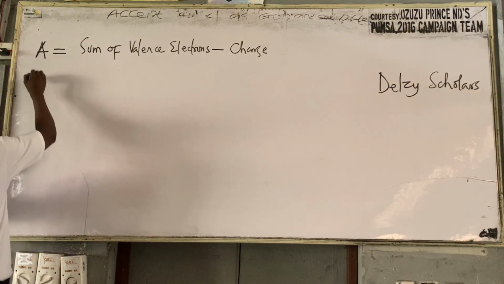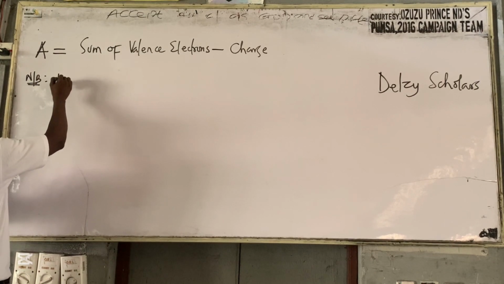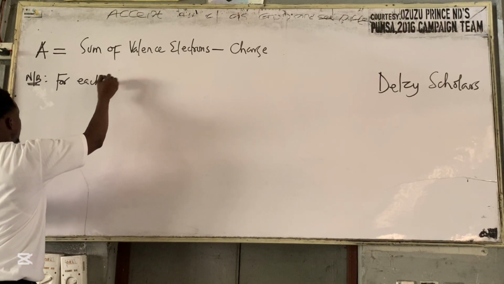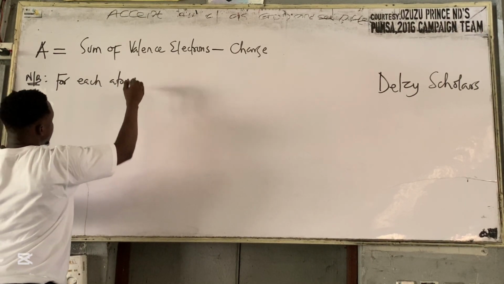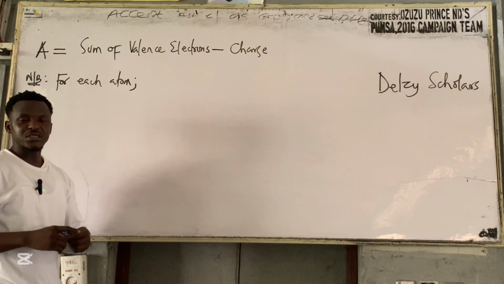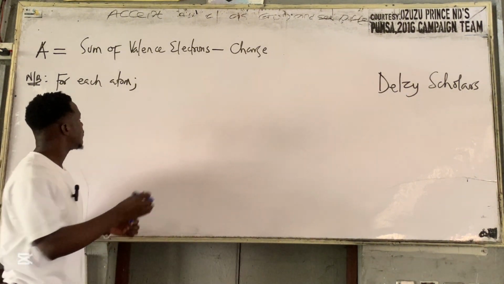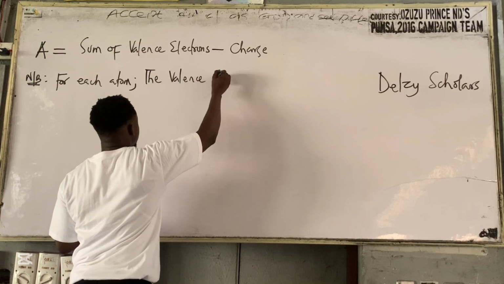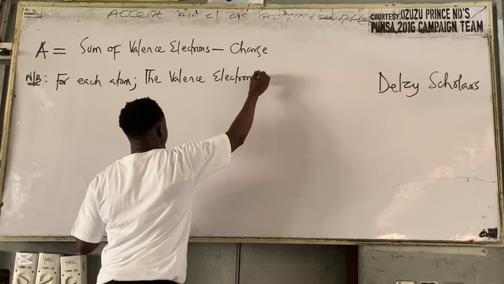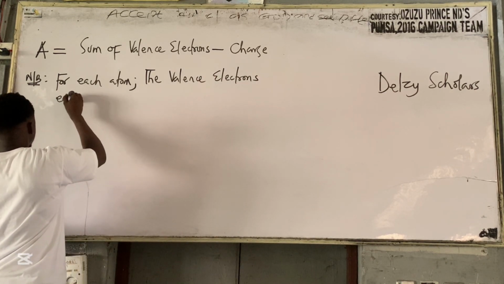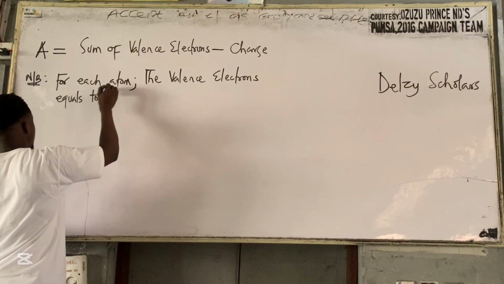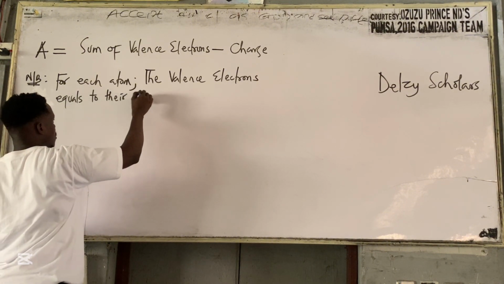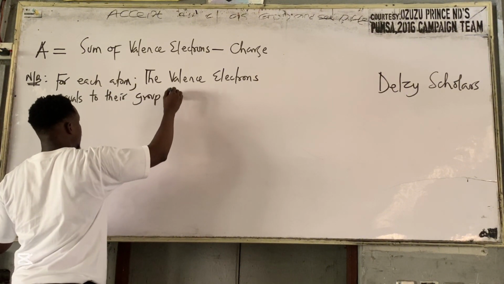Please note, for each atom, the valence electrons equal their group number. The valence electrons equal to their group number.